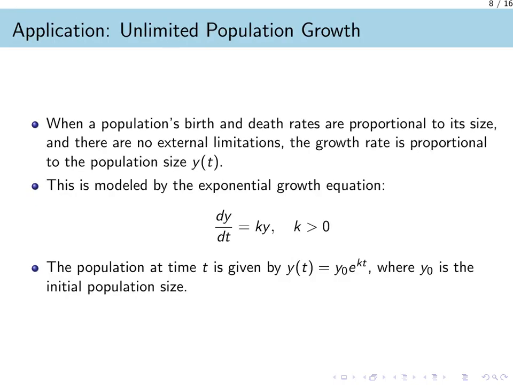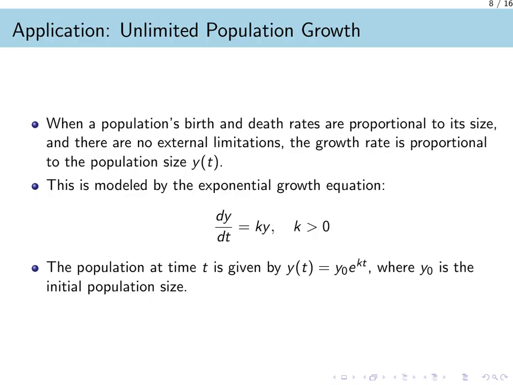Let us now apply our model of exponential change to understand how populations grow under ideal conditions, which forms the basis for more complex ecological models. We start with a key assumption. When a population has unlimited resources and no predators, its rate of growth is directly proportional to its current size.